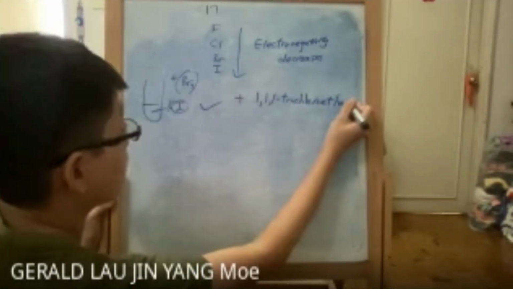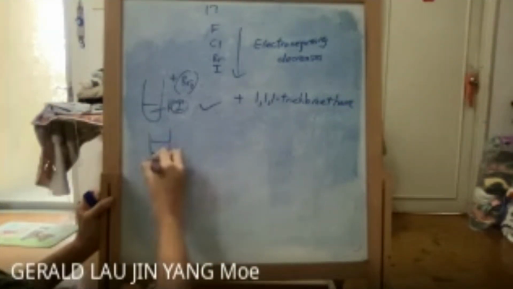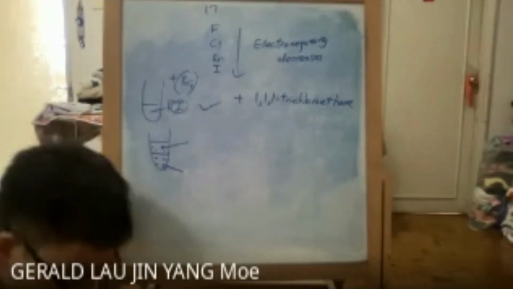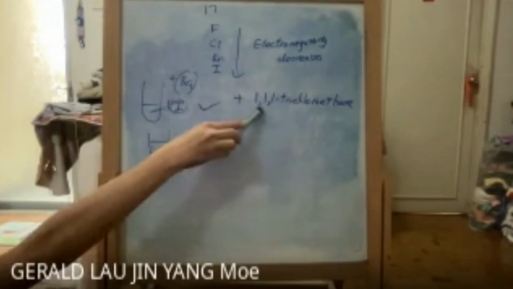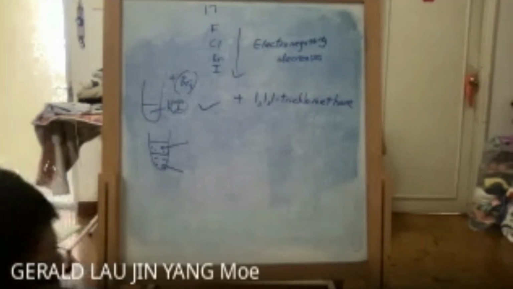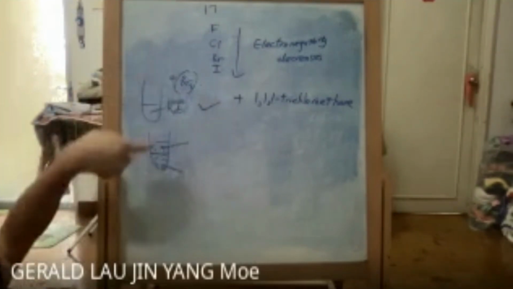trichloroethane. You will form 2 layers. What is this layer? What is the upper layer? Which one is 1,1,1 trichloroethane? Up or down?